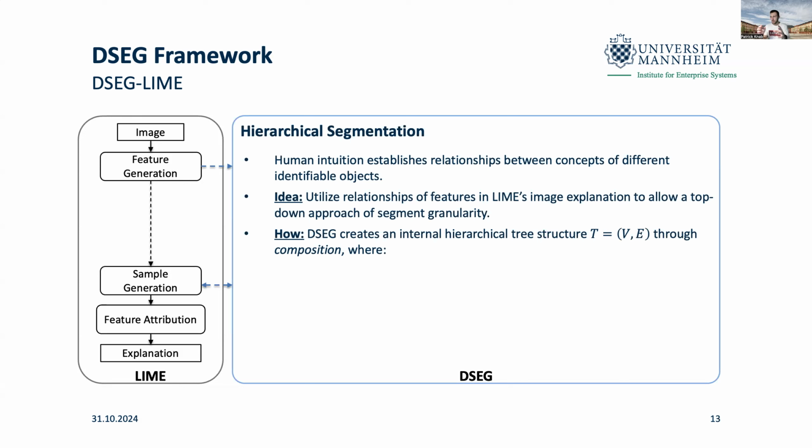We leave LIME mainly untouched, but we are rather focusing on the feature generation and sample generation phase. Again, our motivation is that we have a human intuition that establishes relationships between concepts of different identifiable objects, like the relationship between the car and its windshield. So the car is the whole body and the windshield belongs to the car. The idea is to utilize this relationship of features in LIME's image explanation process itself to allow a top-down approach of the segment granularity.